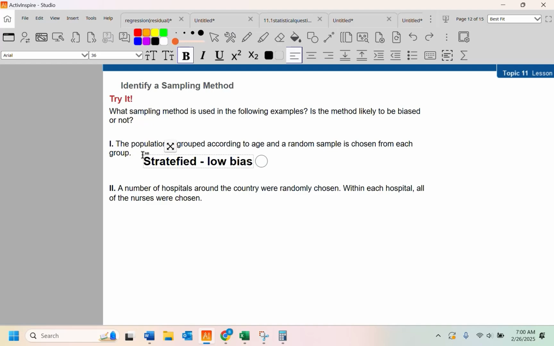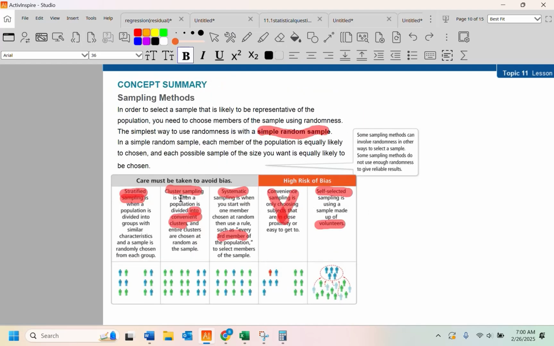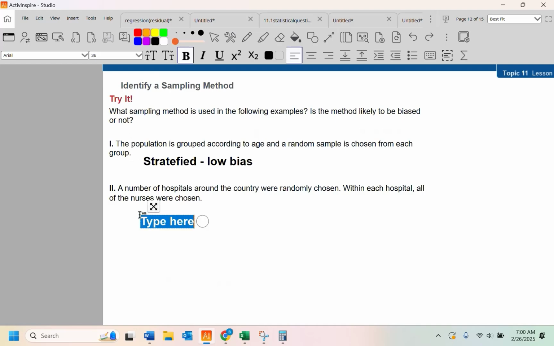Low bias. Two, a number of hospitals around the country were randomly chosen. Within each hospital, all of the nurses were chosen. So they picked a hospital and chose all the nurses. All right. It's this guy right here. It's a cluster. When a population is divided into convenient clusters, the clusters were hospitals and entire clusters are chosen. That's a cluster. I'm not a fan of the cluster. And I don't agree about the bias, but the author of your textbook says it's low bias. And it is lower than some, but it's cluster.